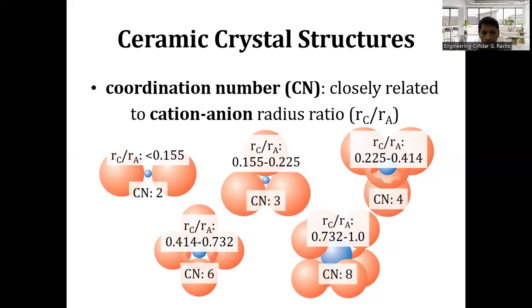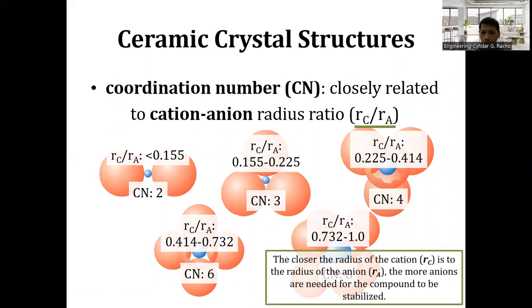Notice that the coordination number, or CN, for this one is 2, then 3, then 4. You have 1, 2, 3, 4, 5, 6. And this one is 1, 2, 3, 4, 5, 6, 7, 8. So you have 8.